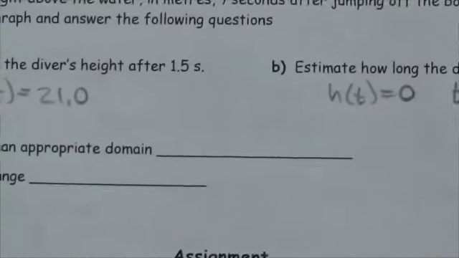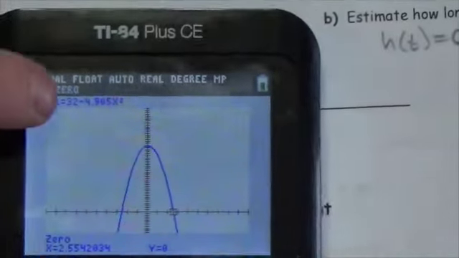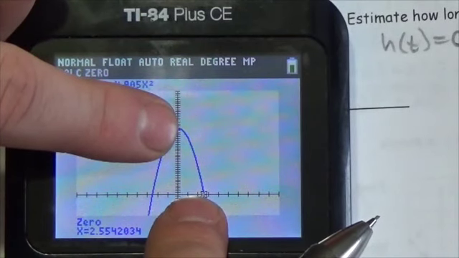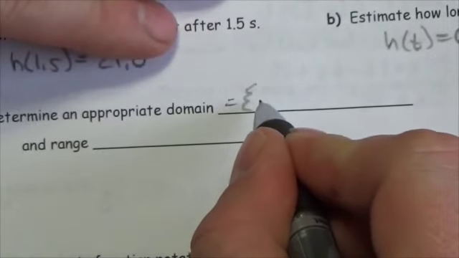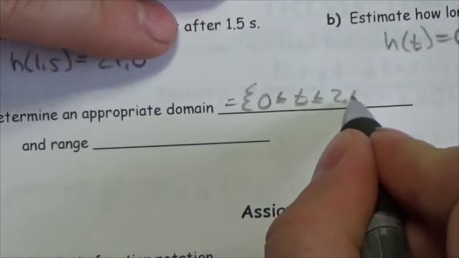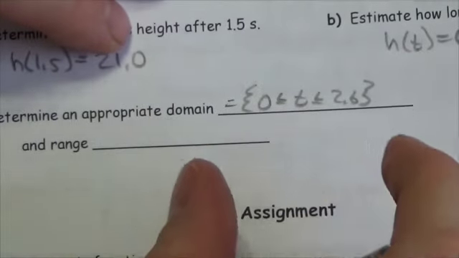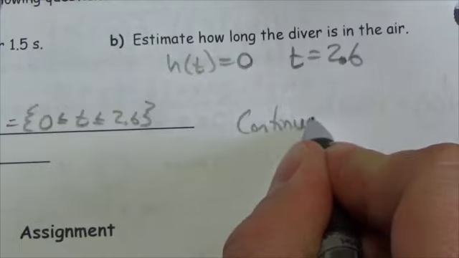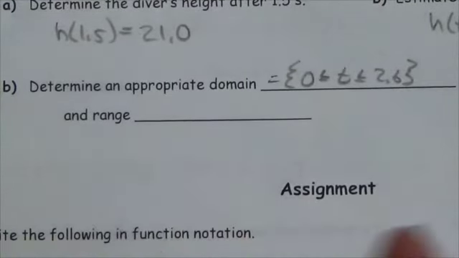Okay, so now write an appropriate domain. Well, this is a continuous graph. The domain refers to the amount of time that the diver's in the air. So the domain here is going to be time will extend from 0, and we just saw, out to 2.6. Okay, and time and height are both continuous, so this is going to be a continuous graph. Neither one of those variables there is discrete.